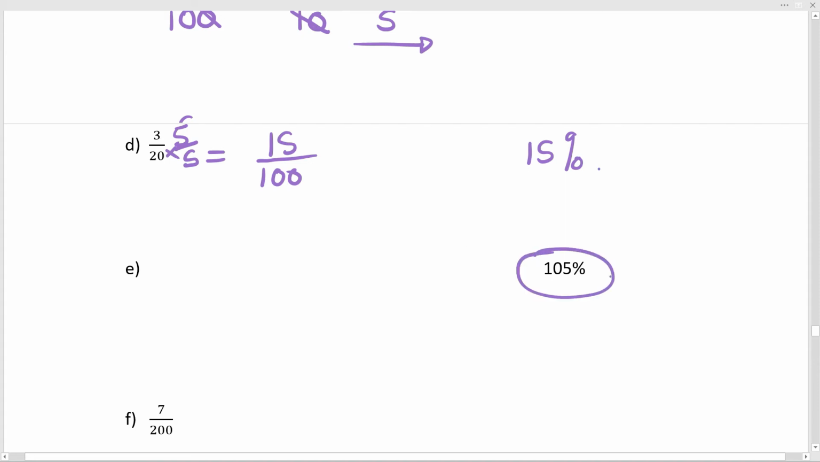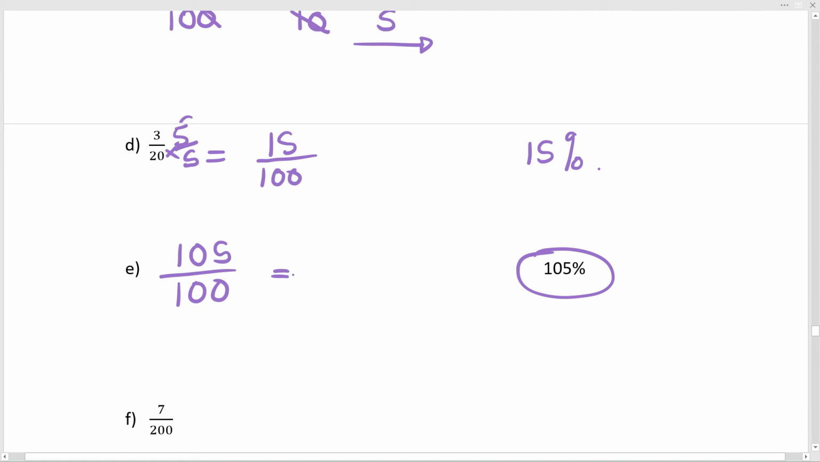105%, oh, that's a little scary. It's over 100. Okay, let's go through the system. 105% means out of 100. And now we need to simplify. So we're going to get an improper fraction. We already have one. And it looks like it's definitely going to simplify because there's multiples of 5 going on here. So let's see.